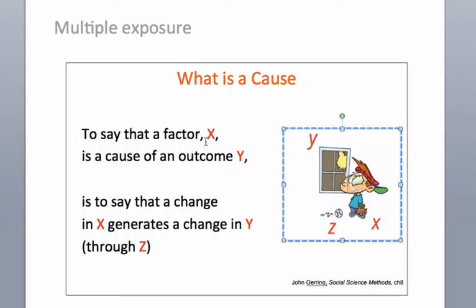There's text on the left-hand side that explains what a cause is. And then there's a diagram which in an intuitive way communicates the same thing. So you get a second exposure. And some people learn easier with a visual image than they do with text. So that's very helpful to them. So here you have a little boy who's the cause, X, of the broken window, which is the outcome, Y. And then the mechanism through which he broke the window is this baseball here at the bottom, which is Z.